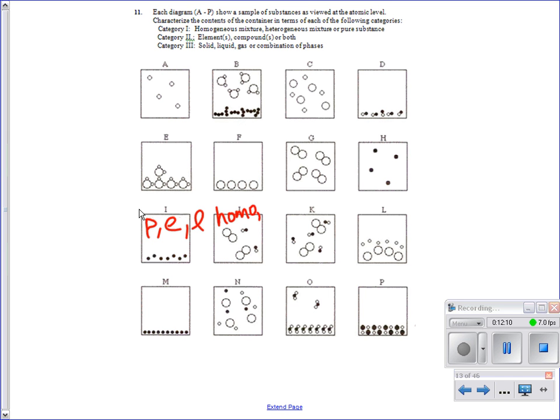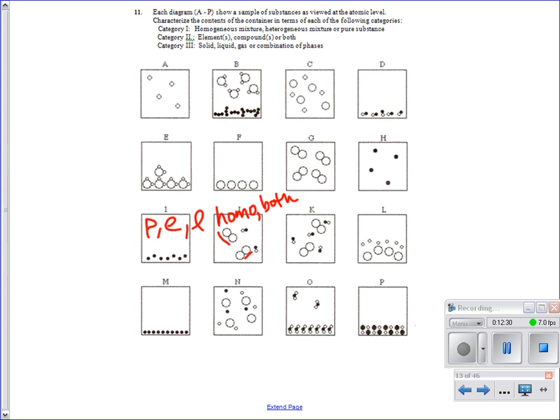Compounds, elements, or both? I'm going to argue both, because what is this? It's a diatomic, which is really an element. People will argue, yeah, it's a molecule, but it's the same elements. To be a compound, technically, you have to have different elements attached. So this is both.